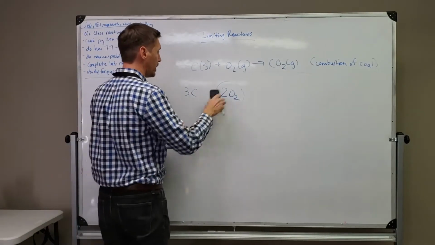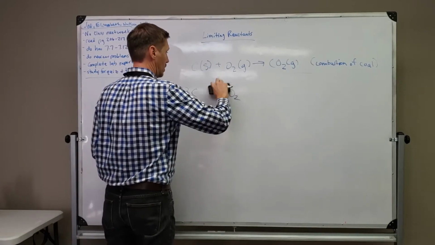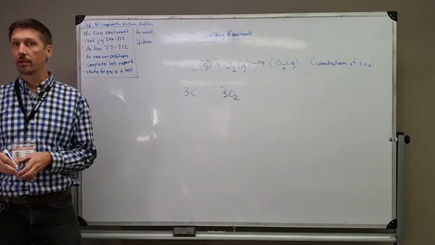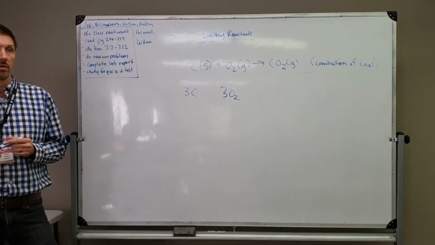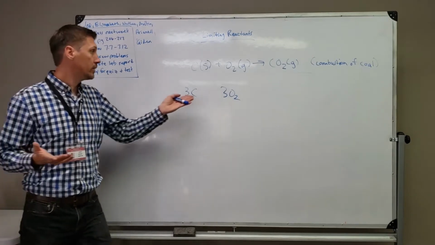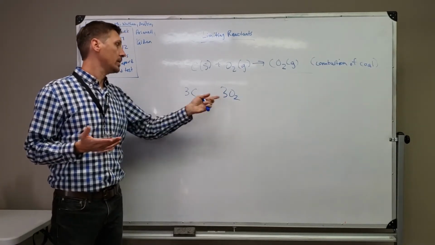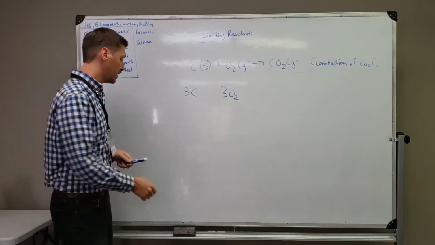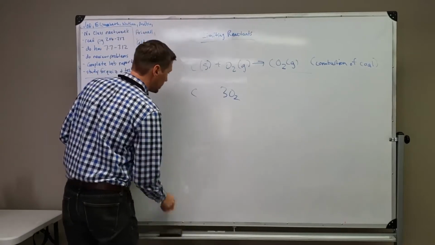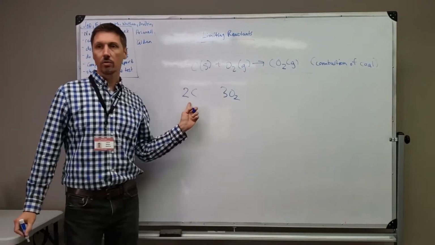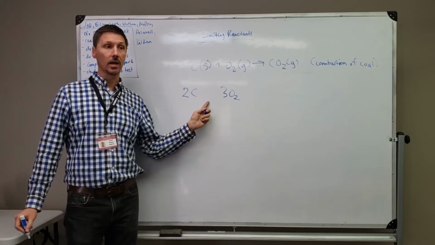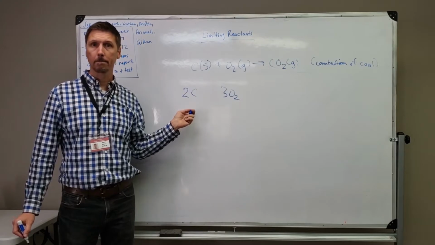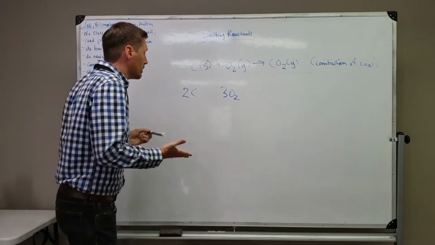What if I did this? What if I did 3 and 3? Which one's the limiting reactant now? There's not one, right? We needed 1 O2 for every carbon, and I've got 3 and 3 of each. So there is no limiting reactant in that one. And then, of course, if I reversed it around and did 2 for the C, the carbon's going to run out before the full reaction can take place with that many oxygens, right? So carbon becomes the limiting reactant. Does that make sense to everybody? Okay.